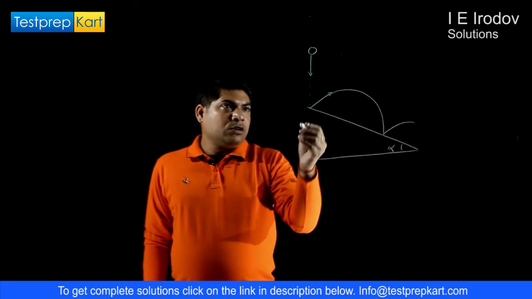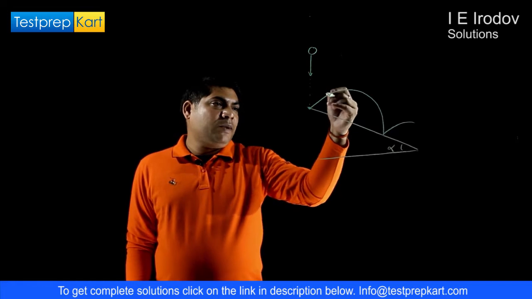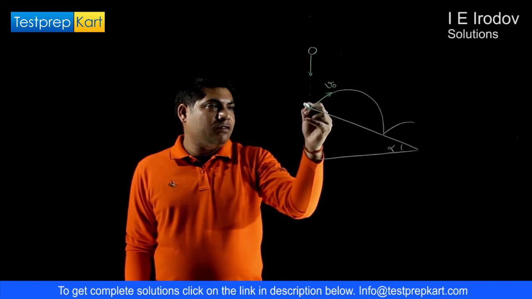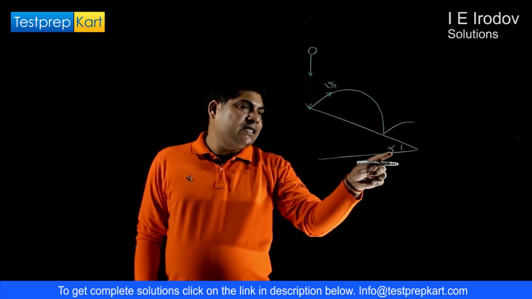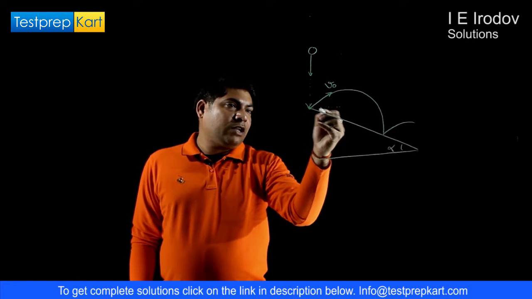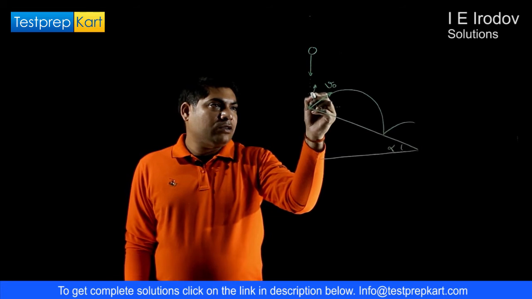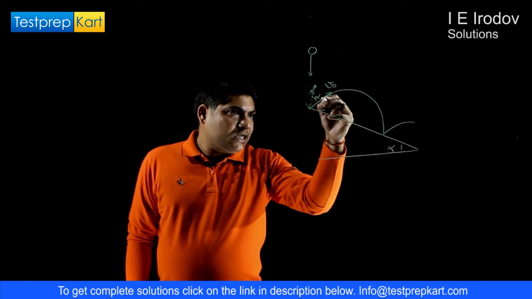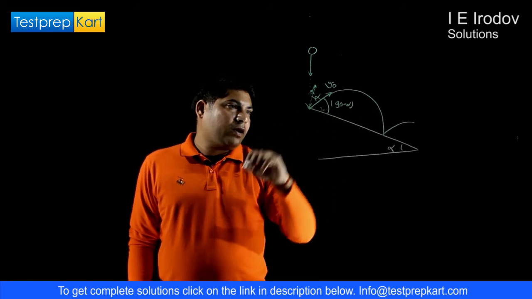As it is saying that it rebounds elastically, the speed of rebound would be the same with which it strikes this ground. Now if this angle is alpha, this angle would also be equal to alpha, and we know that this line is perpendicular. So this angle and this angle are equal, and we can say this total angle is 90 minus alpha.